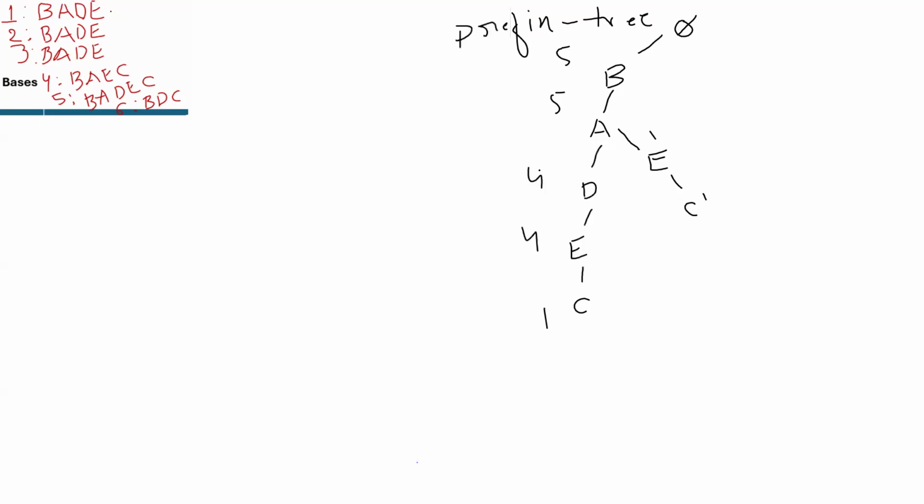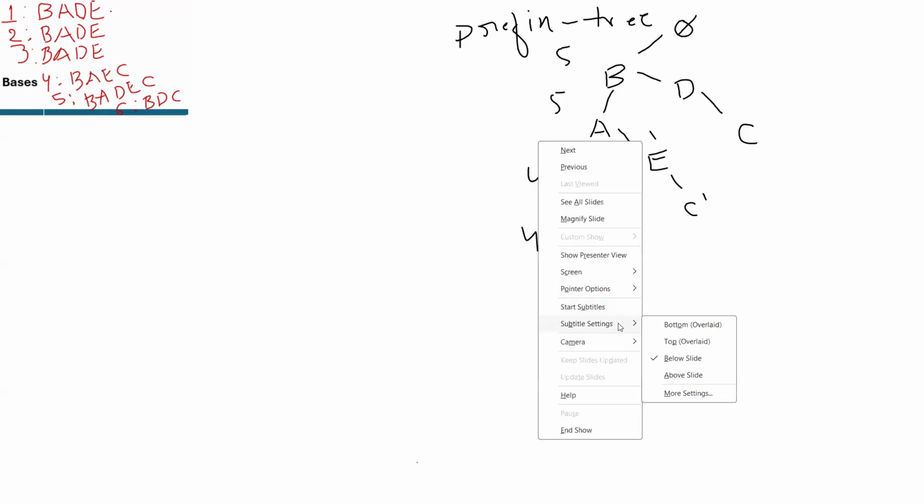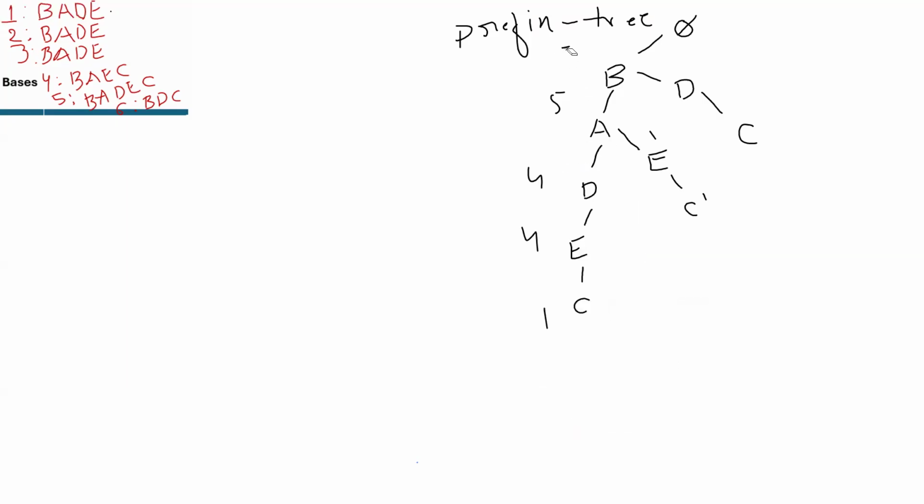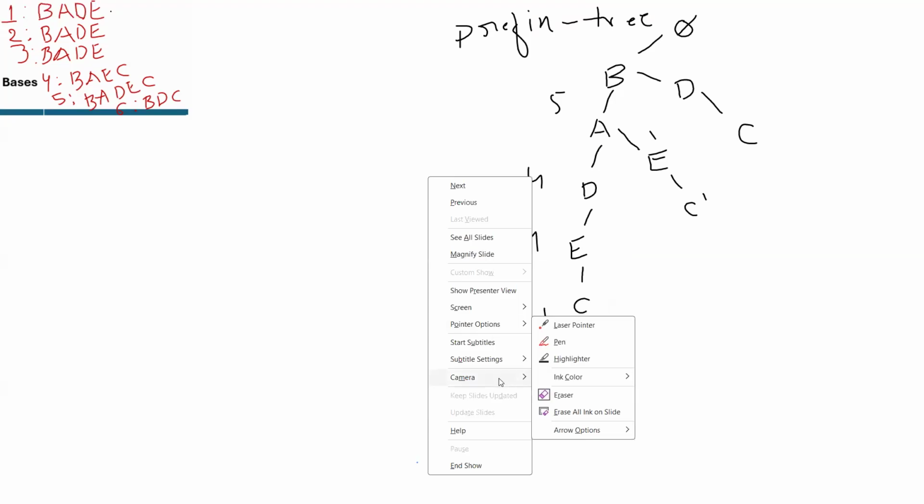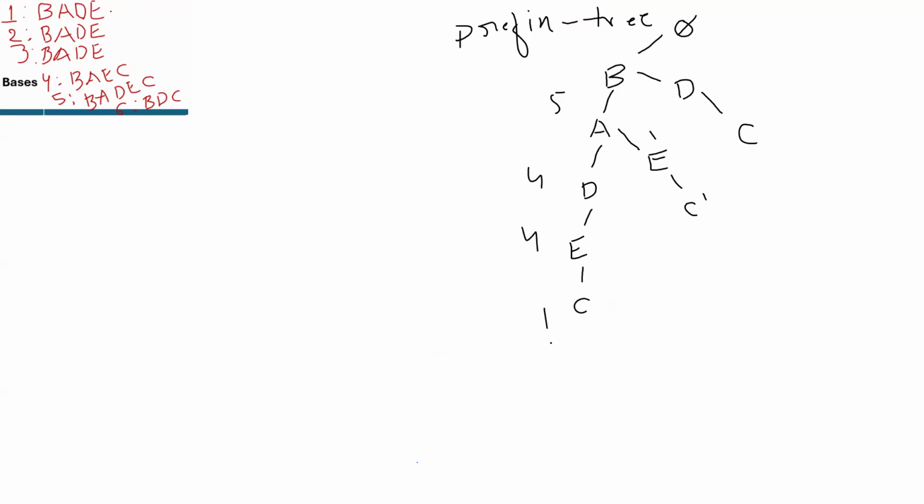Now we are going to do BDC, right? We don't have BDC, right? So what we are going to do is from B, we are going to extend a D and we are going to extend C. So this 5 will become 6. Now we just need to arrange this. Now 5 becomes 6, D becomes 1, and C becomes 1.